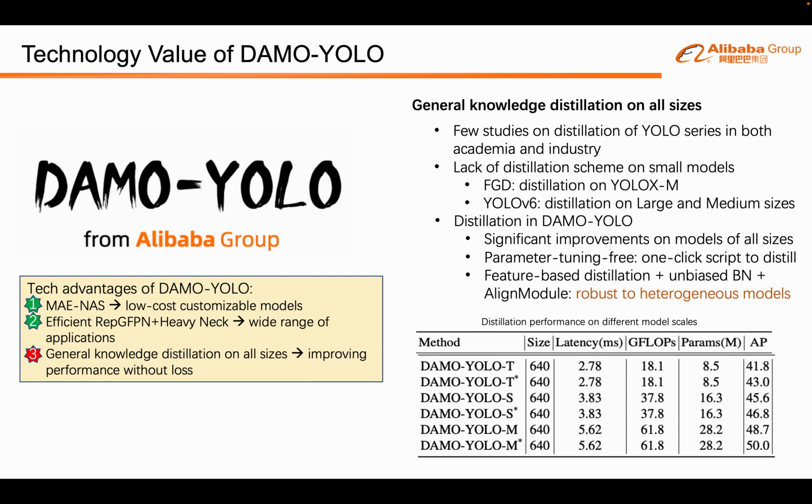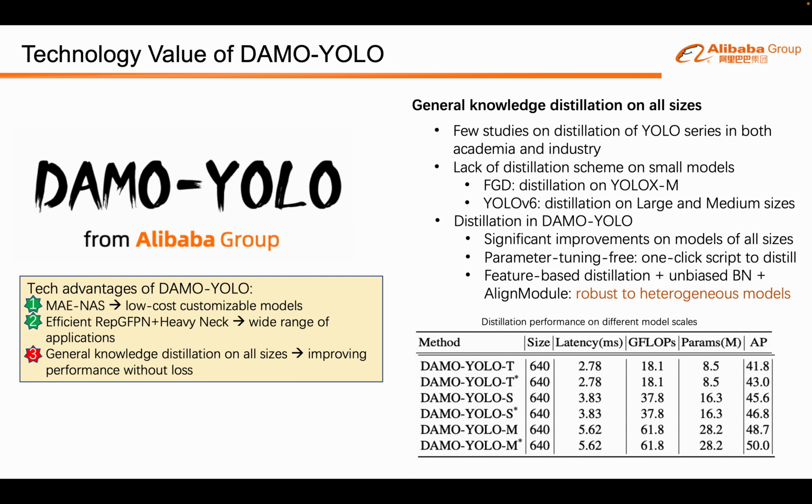However, studies on the distillation of single-stage detectors, such as the YOLO series, are relatively rare both in academia and in industry, and most of them focus on distillation on large models instead of small ones, such as FGD and YOLOv6. We think distillation on small models is much more meaningful in practical applications. Therefore, we provide a general distillation scheme on models of all sizes in DAMO-YOLO.